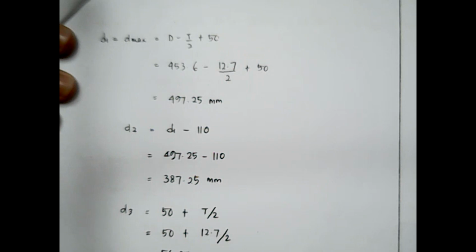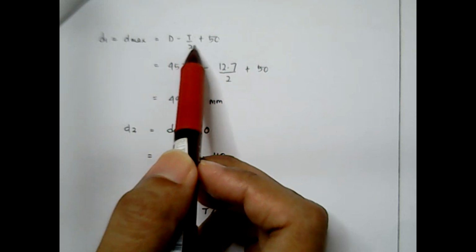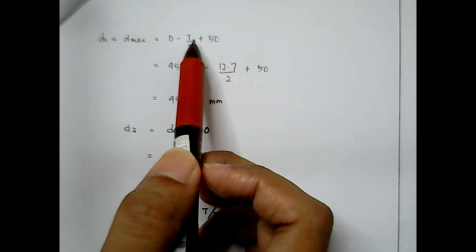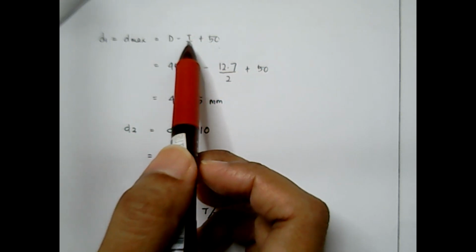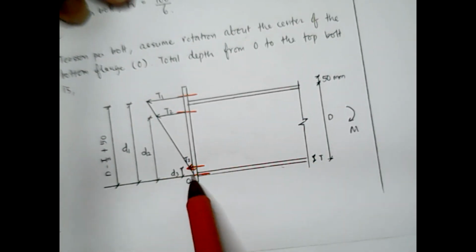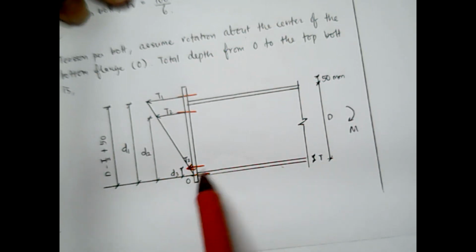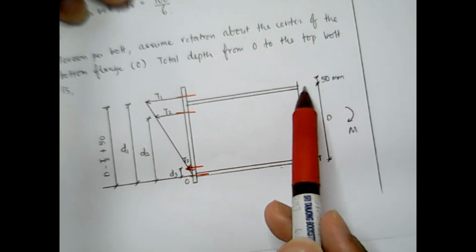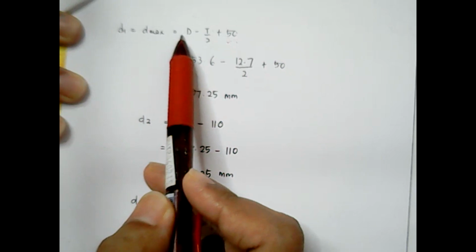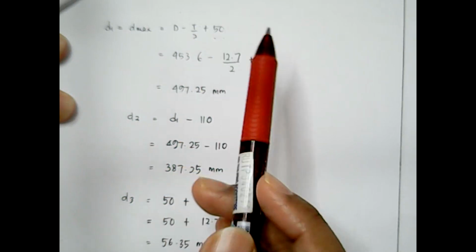So we can now calculate D1. D1 is equivalent to D minus T over 2 plus 50. Why T over 2? T is the thickness of the bottom flange, because we measure from the center of the bottom flange, so T must be divided by 2, plus 50. Therefore D, the total height of the beam, minus the thickness of the flange divided by 2, plus 50.